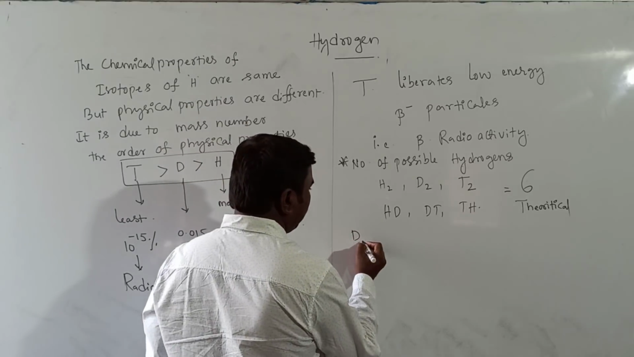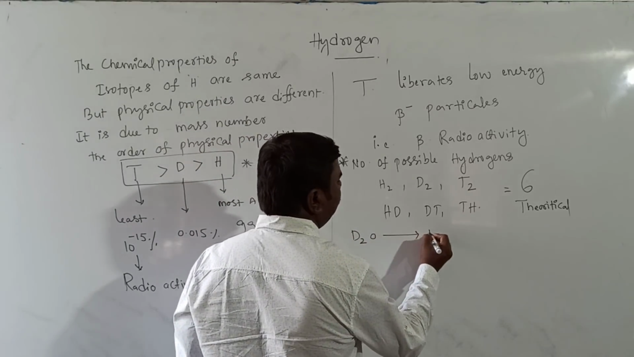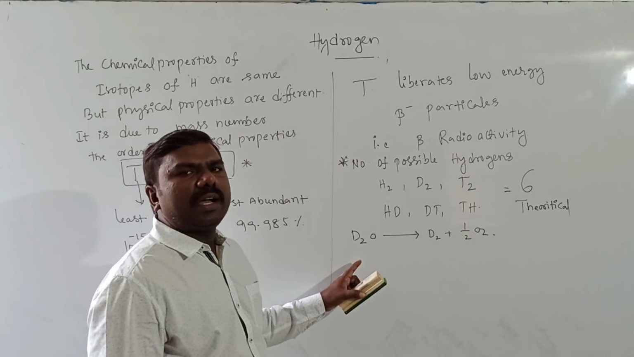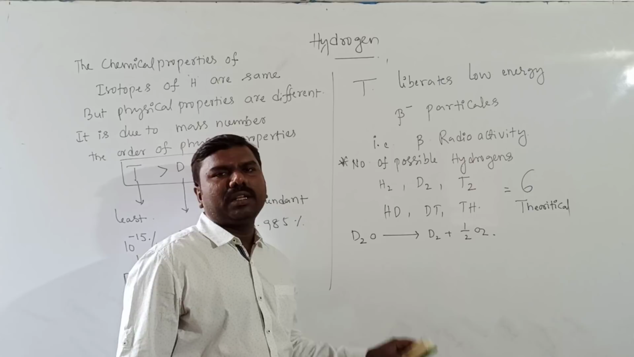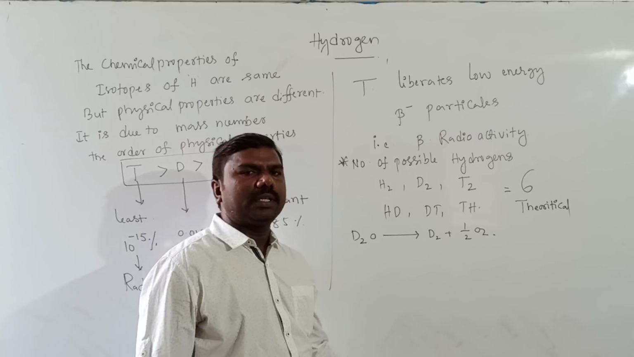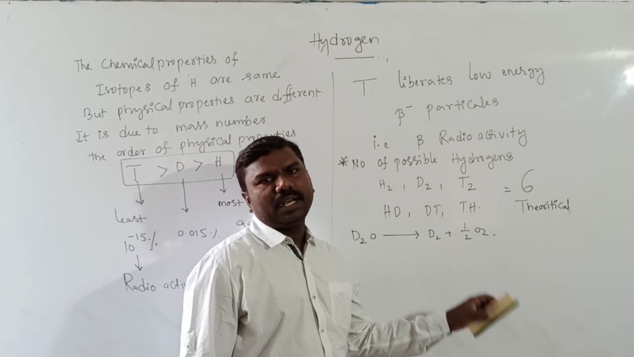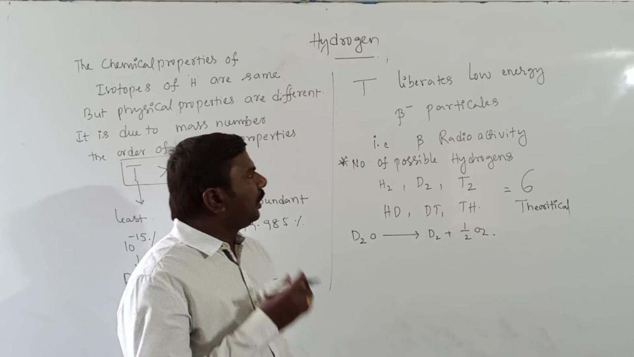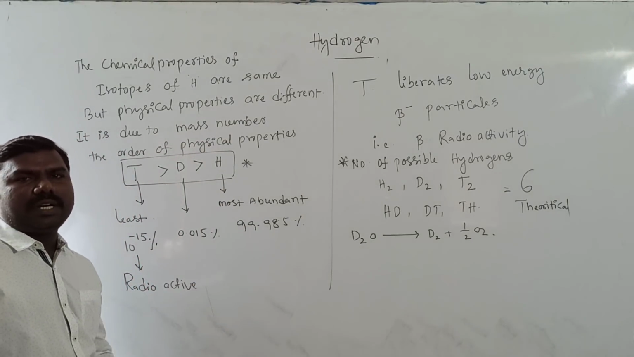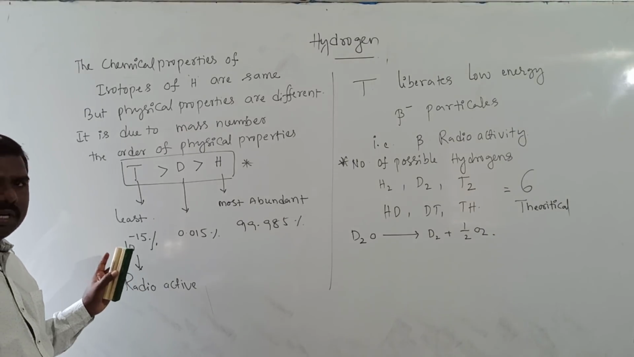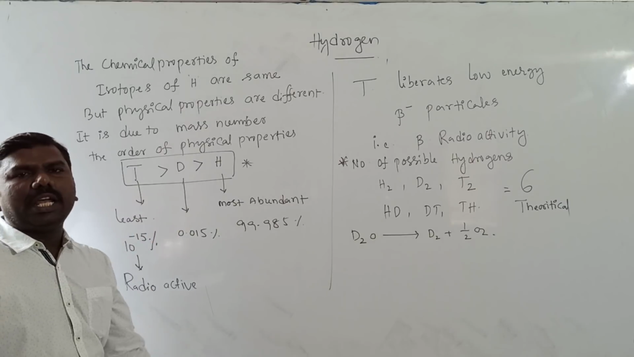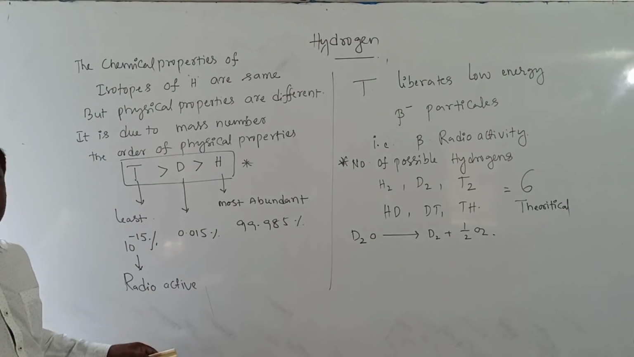Next, deuterium can be prepared from D2O. Deuterium oxide is called heavy water. We study it in the 13th group elements. So D2O is called heavy water. On electrolysis, we will get D2. Tritium is radioactive, with a low percentage. It is very difficult to study because it is not available in nature. That's why the study of tritium is eliminated from our syllabus.